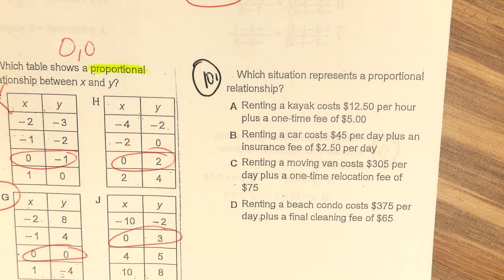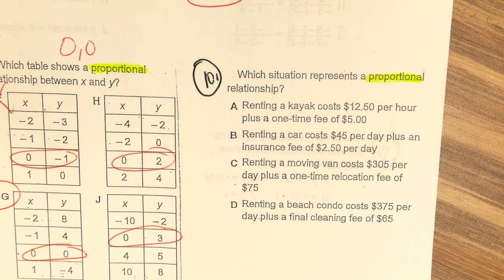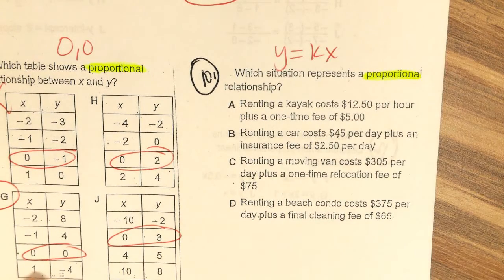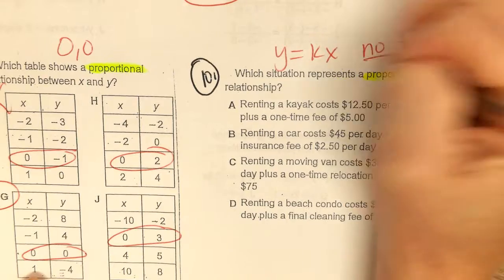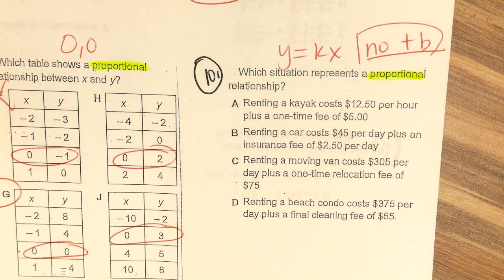Okay, number 10. What is your clue word? Proportional. So you have to set up the y equals mx plus b, and to be proportional, it cannot have a plus b. It has to be in this form, or you could say mx. No plus b. That's the biggest part. Go.